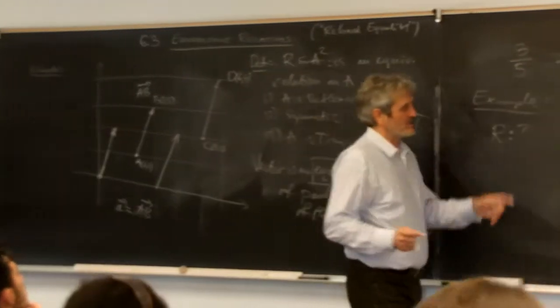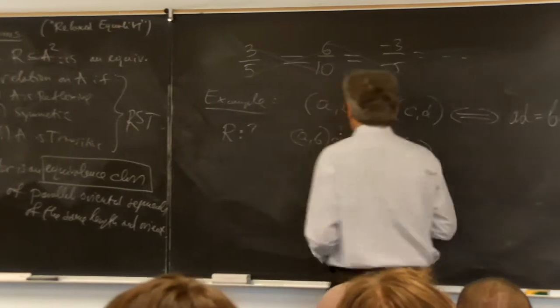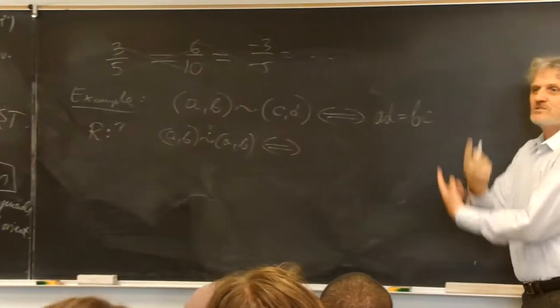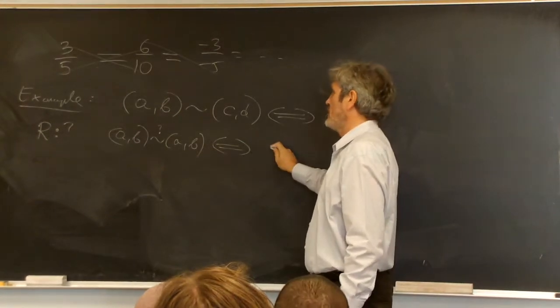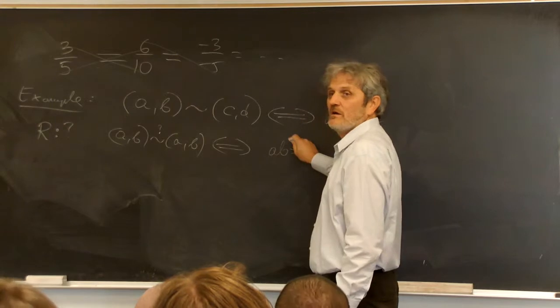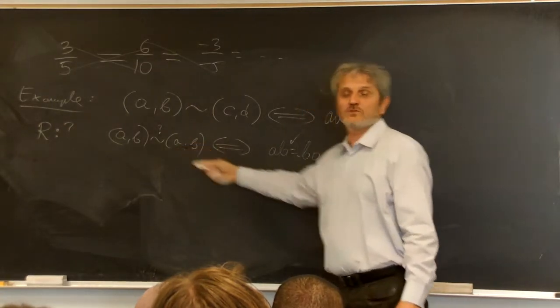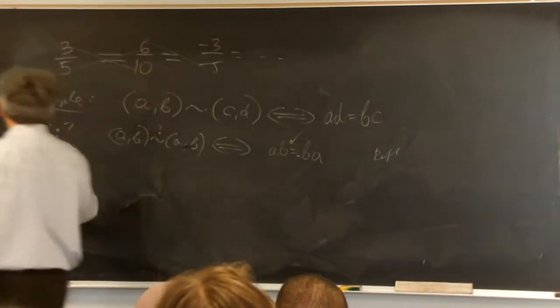So what is the definition? I don't know if this is true, but I know that this is equivalent to what? Multiply outside ones, multiply inner ones. That's what the rule says. So what do I get? AB equals BA. Is this true? So is this true then? So it is reflexive.